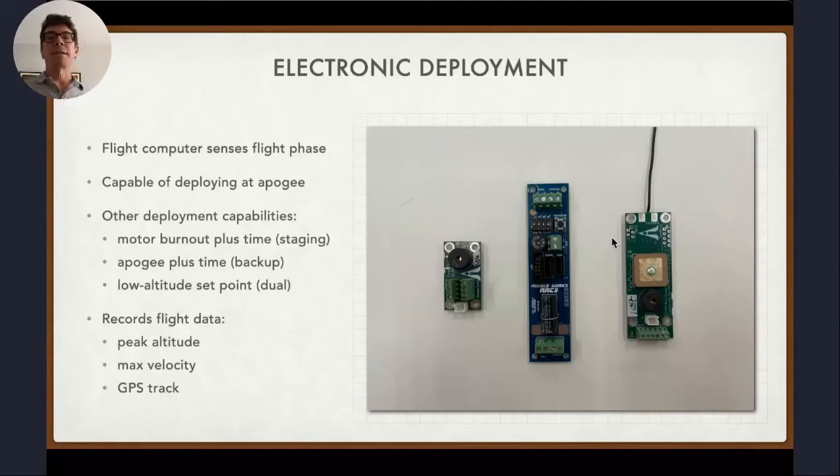Another nice thing about electronics is you get information about your flight. They all give you altitude, and some of them also give you other information. They may continuously record altitude and acceleration. They may have GPS on board, many different things. So there's other benefits you get as well.